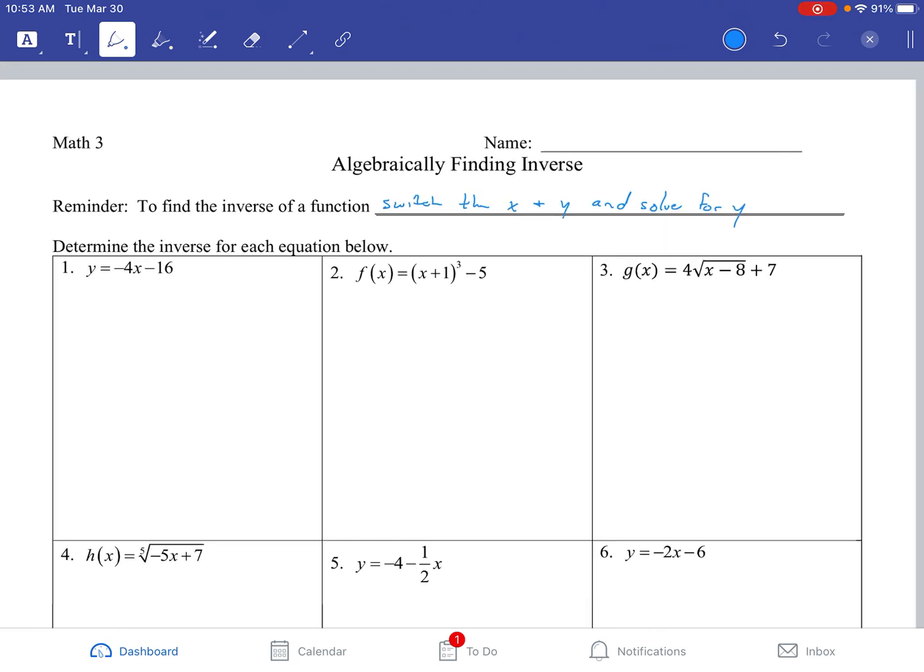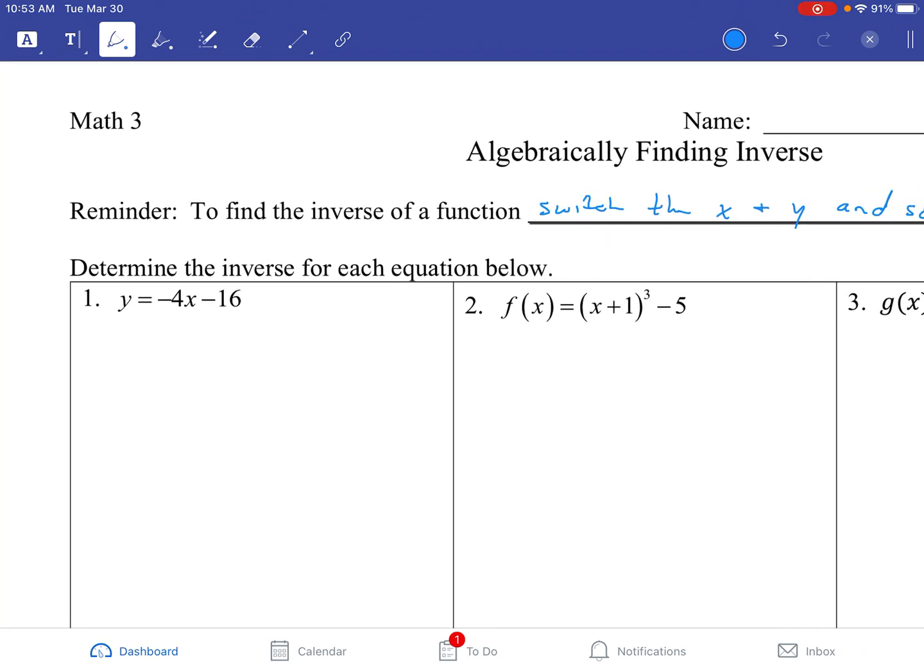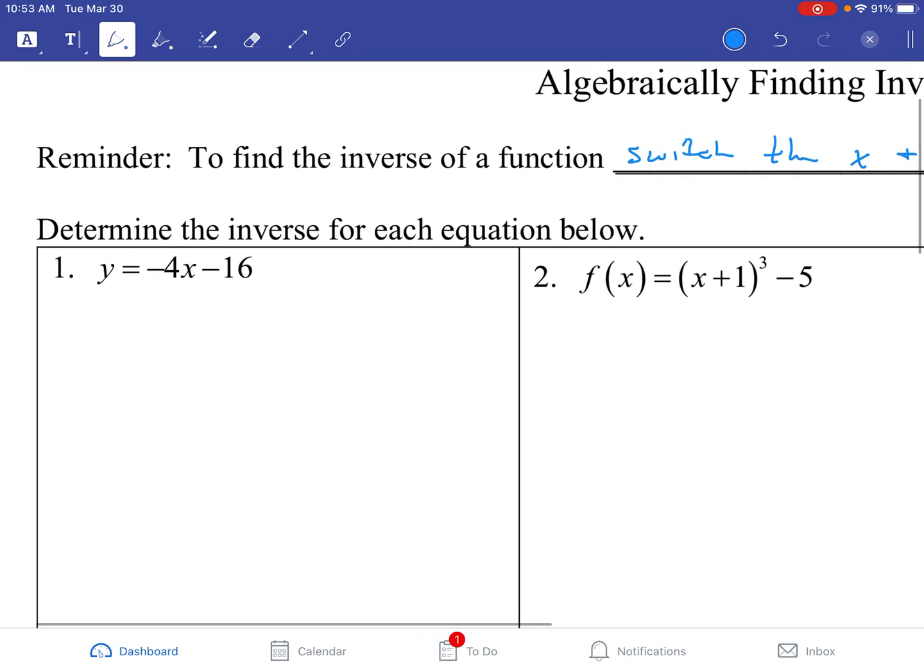So all these say, some of these say f of x or g of x or y. F of x or g of x, anytime you see a function, you can rewrite that as a y value, okay? So if we're finding the inverse, and we're going to use the reminder up there, we're going to switch the x and the y term. So the y becomes x, and the x becomes y. And now what you're going to do is you're going to solve the equation for y. So you're going to have to basically do the opposite of stuff to get the y by itself.